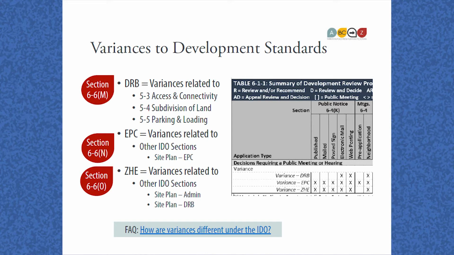So if I'm in front of the Planning Commission because, let's say, I have a planned development zone, a PD zone, the Planning Commission is the one looking at my site plan, I can ask the Planning Commission for a variance to anything that's not 5.3, 5.4, or 5.5. And the Planning Commission can weigh that and decide yes or no, that's an appropriate variance. If I'm not in front of the Planning Commission, then it's still the zoning hearing examiner as it is today.